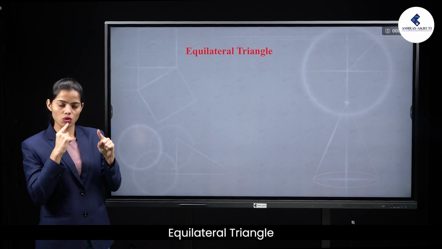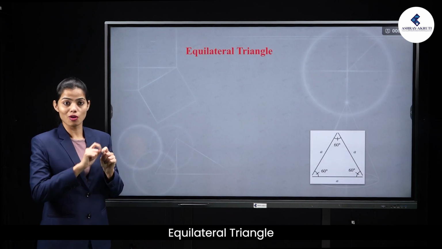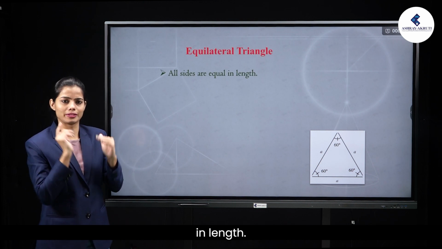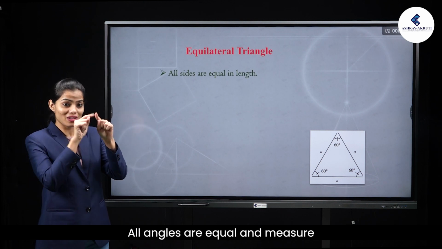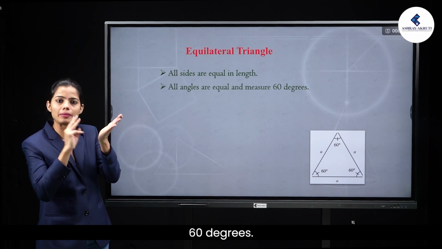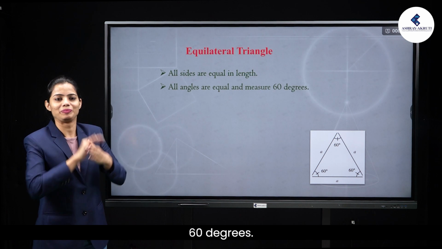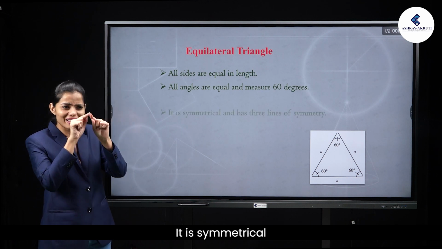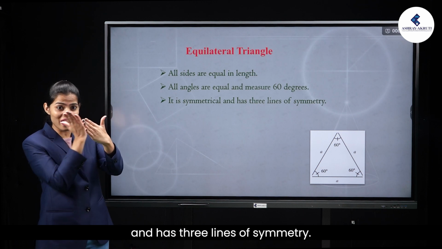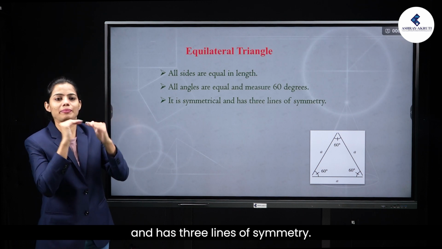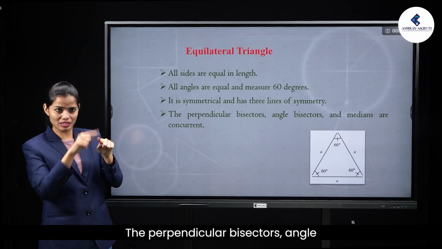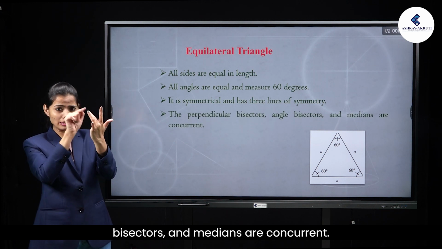Equilateral triangle. All sides are equal in length. All angles are equal and measure 60 degrees. It is symmetrical and has three lines of symmetry. The perpendicular bisector, angle bisector and medians are concurrent.